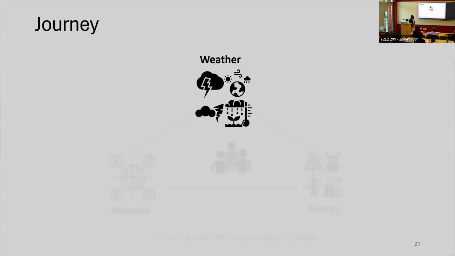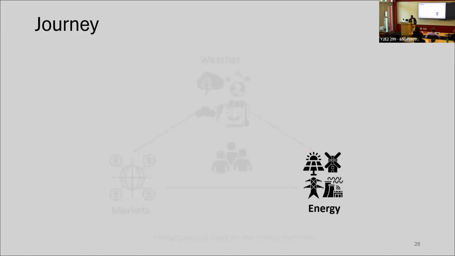Now that we've talked about weather, we can go into the energy system, and specifically we'll focus on the power grid and electric vehicles and how to integrate those together.